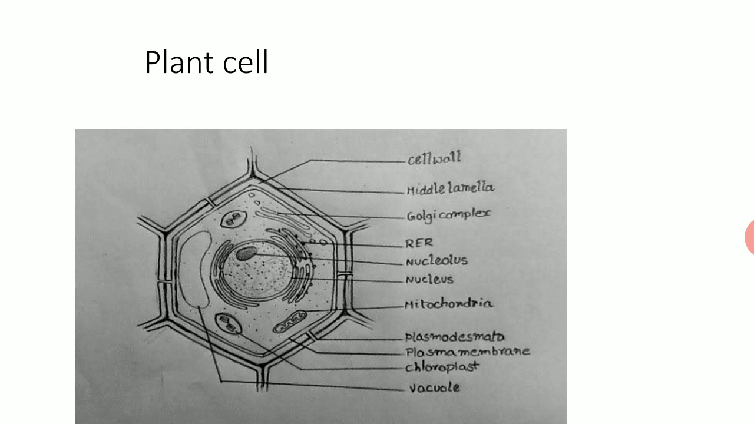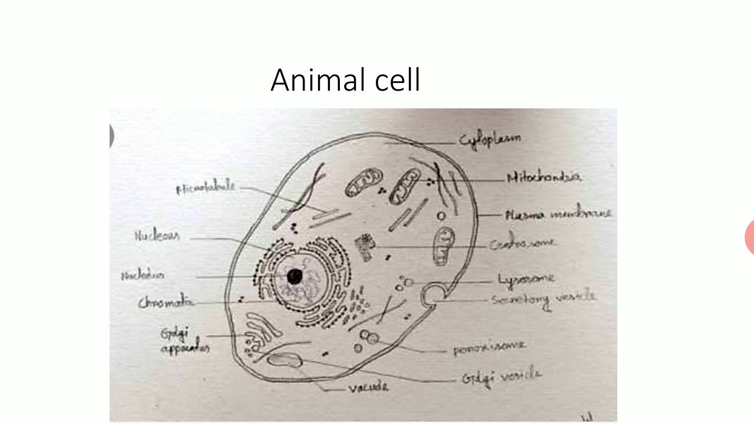Next, if we take the animal cell, the center space where all the parts are present, that empty space is called cytoplasm. In the cytoplasm, the mitochondria, centrosome, lysosome and other organelles are present. Here also the mitochondria is present, which gives power to the cell. The outer covering is called the plasma membrane. As I said before, here the cell wall is absent.